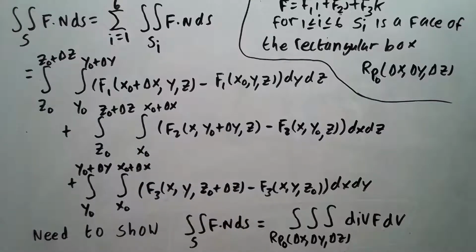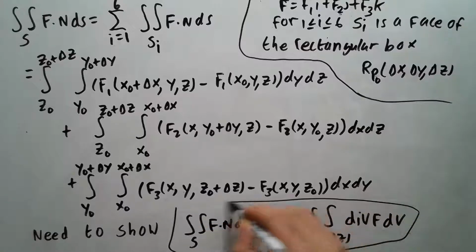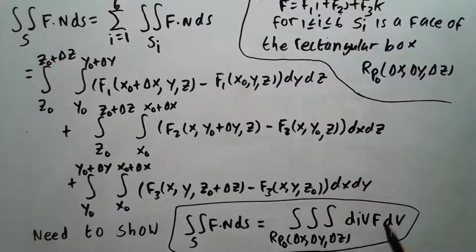So in order to verify the divergence theorem holds for a rectangular box, we're going to have to show that this volume integral of the divergence over our rectangular box equals our surface integral. Okay, so I need to show this. Alright, so let's work on this triple integral now. So let me erase a few things and we'll keep going.